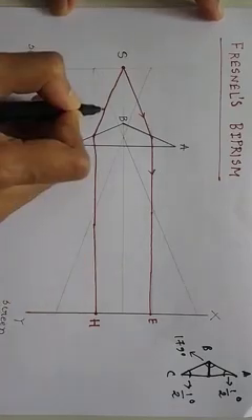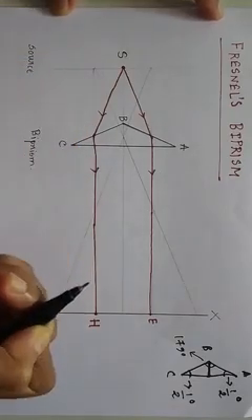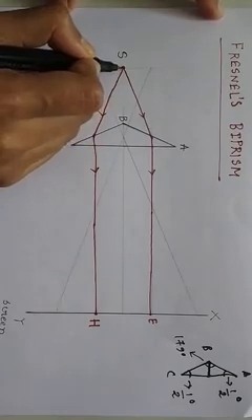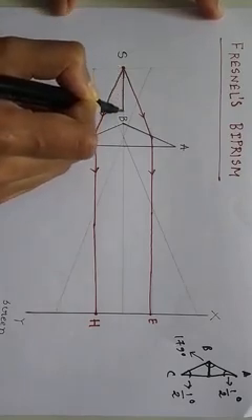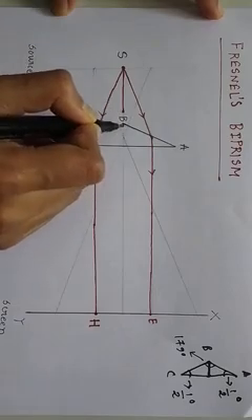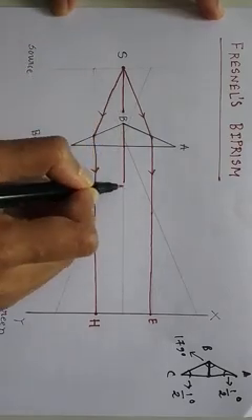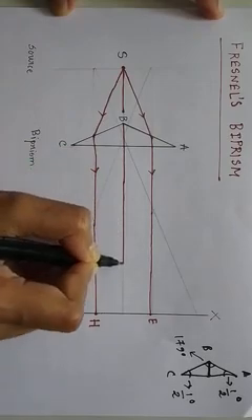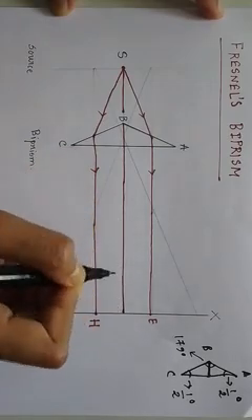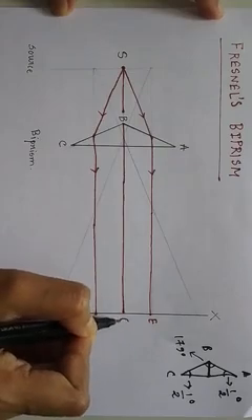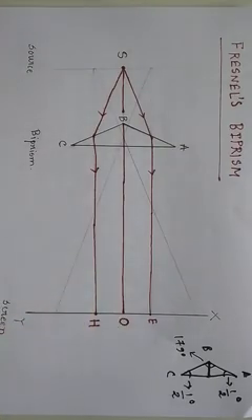Then there is one more ray over here which passes through the prism without any deviation, and then reaches a point O on the screen.